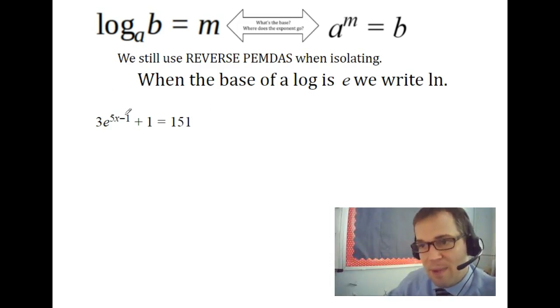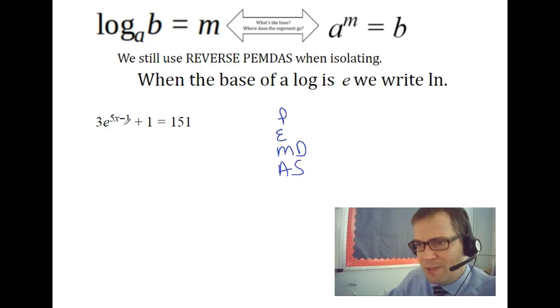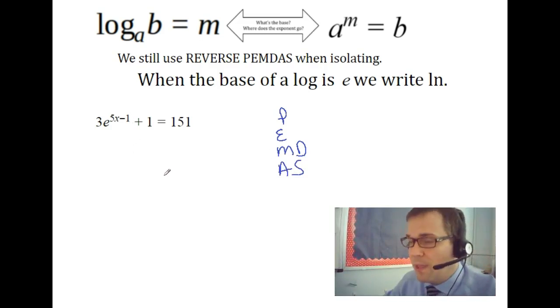We're going to try to get this x by itself. That's our concern right now, and nothing really changes. We're still going to use PEMDAS in reverse, and we may have to do the conversion at some point. Considering that our unknown is in the exponent, logs will come into play.